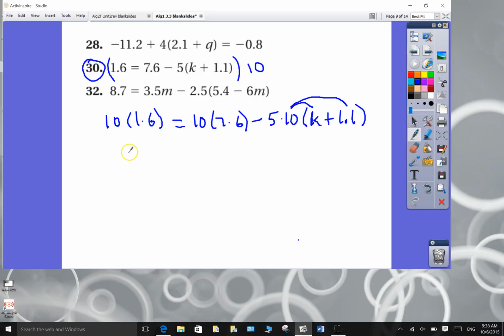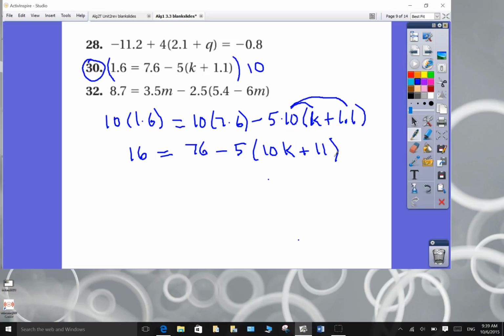First, this one will be 16 when you move the decimal place over once. This one will be 76, decimal place over once. This will be minus 5 times, and then inside parentheses will be 10k plus 11. So by taking that step, I don't have to deal with decimals anymore. Again, if you don't want to do it, that's fine. But there's a reason why they put these problems with decimals in there. It's to take this step.